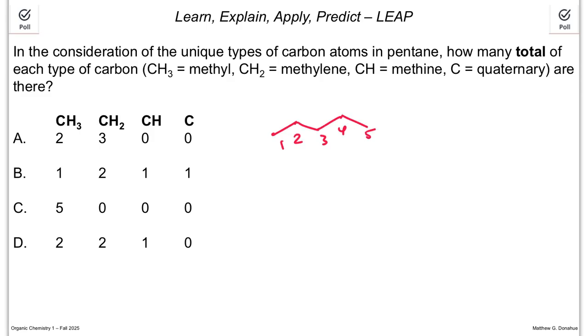So this question is asking you the total of each type of carbon, where a CH3 group is methyl, CH2 is methylene, CH is methine, and C with nothing is called quaternary. So we know that 1 and 5 are methyl groups, so there's 2 of them, so we can eliminate B and C.